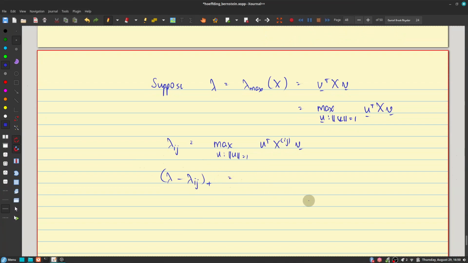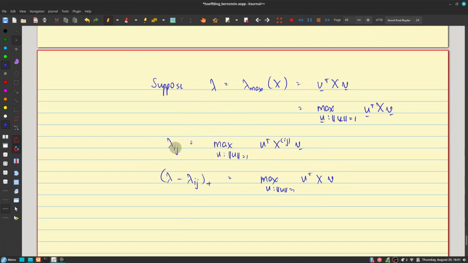So this is equal to the max over all U with norm equal to 1 of U transpose X V, sorry, X U. Is lambda ij multiplied with X ij? No, right? Why?